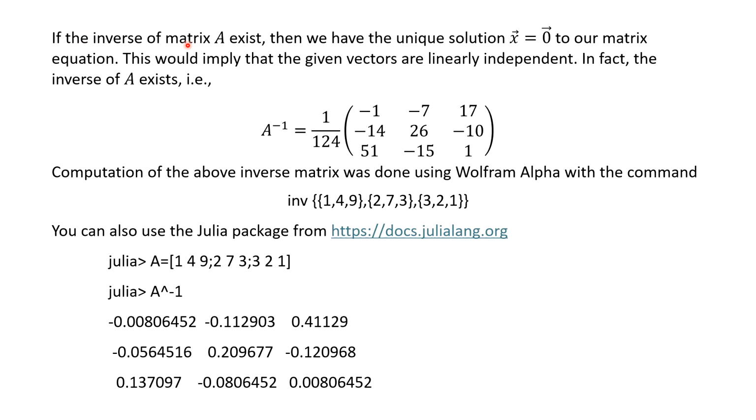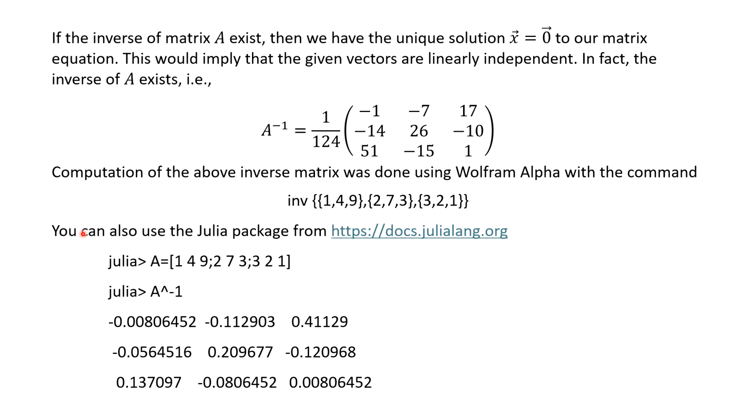As I mentioned, if the inverse of A exists, then we have a unique solution, x equals 0, to our matrix equation. And this would imply that the given vectors are linearly independent. And in fact, the inverse of A does exist. It's this expression here. You can check it a few ways. I used Wolfram Alpha. If you put in the command inverse, then this is how you enter the matrix. This is the first row, the second row, the third row.